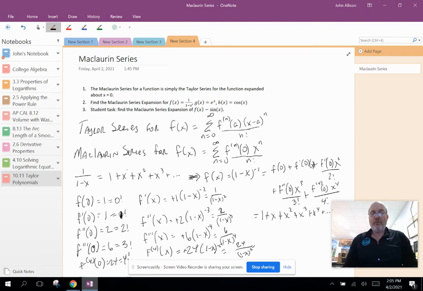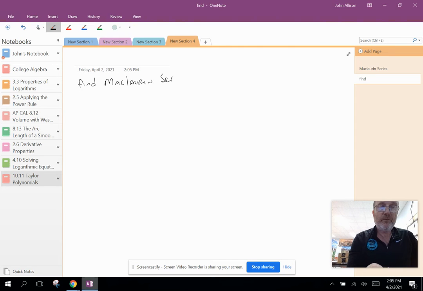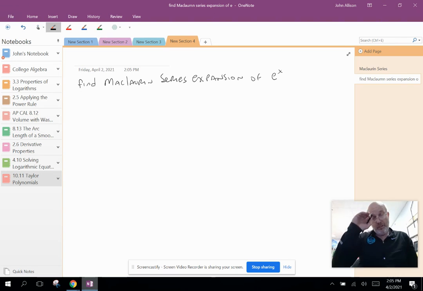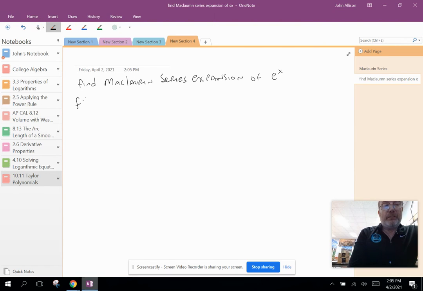Now let's take a look at it and let's try it for e to the x. Let's make another page here. And let's find the Maclaurin series expansion of e to the x. What we're really doing is showing a way to write as a polynomial series, a series of polynomial terms, the function e to the x. If f of x is e to the x, we want to write this as an infinite series. And we're going to do that by the Maclaurin series.